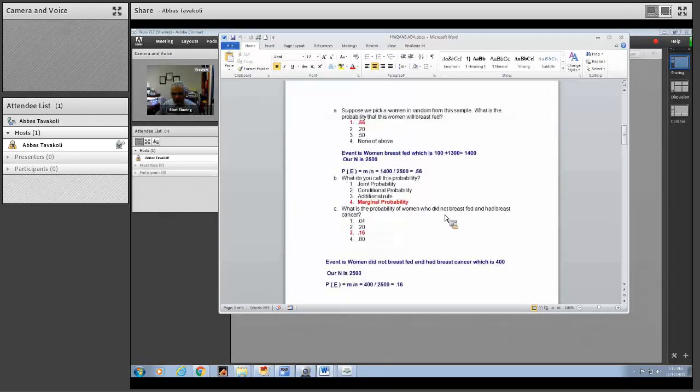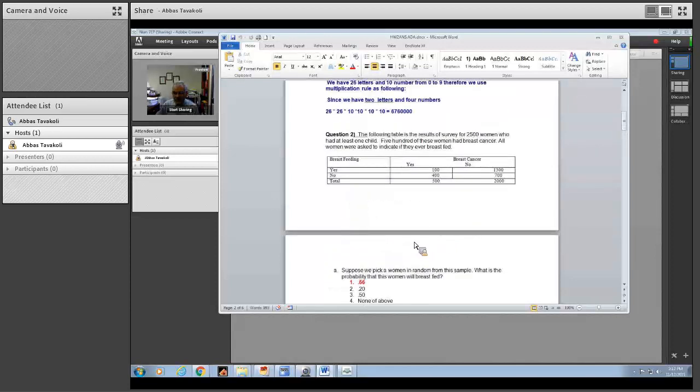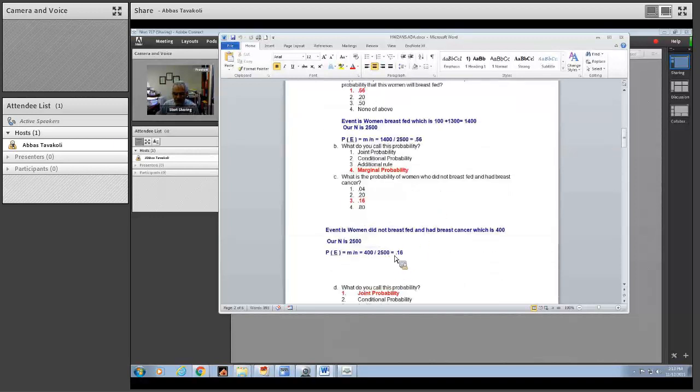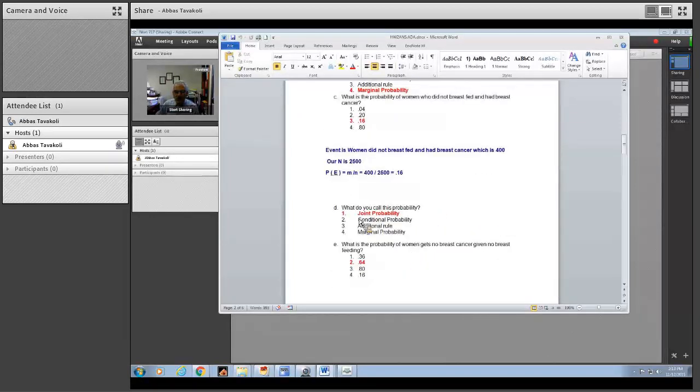What is the probability of a woman who did not breastfeed and had breast cancer? So you're looking at the intersection of breast cancer and no breastfeed, which is 400 divided by the total, and you get 0.16. What do we call it? We call it joint probability.